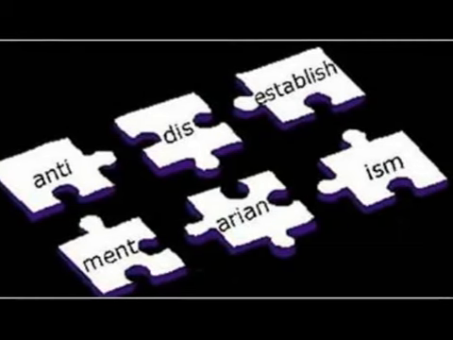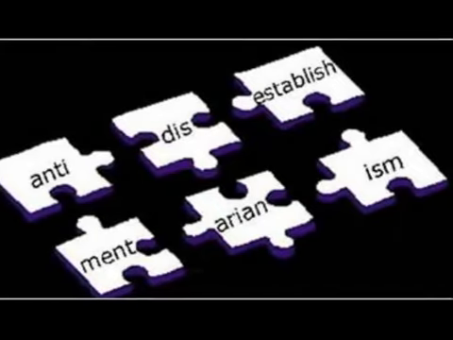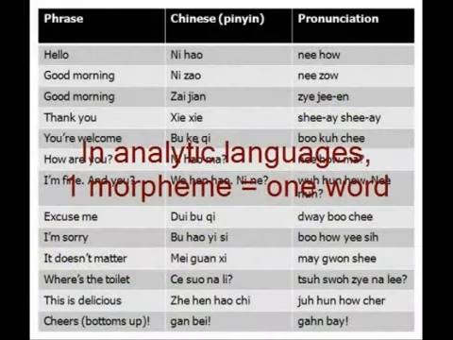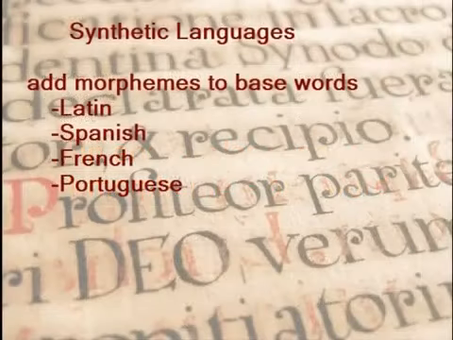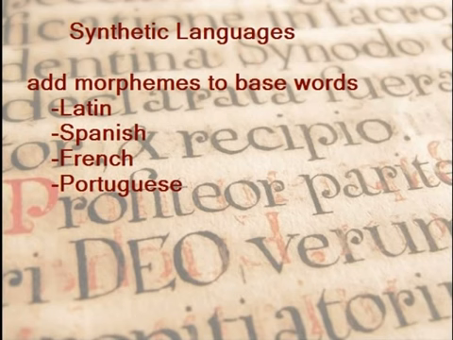One way linguists classify languages is by how they combine morphemes. In analytic languages, such as Chinese, each word equals one morpheme. They do not combine morphemes to make new words. Synthetic languages are languages that add several bound morphemes onto free morphemes or base words. Languages like Latin, Spanish, French, and Portuguese are synthetic languages because they add inflectional morphemes onto various words.